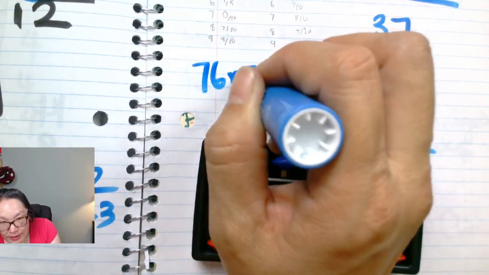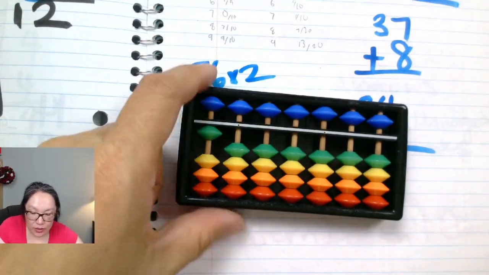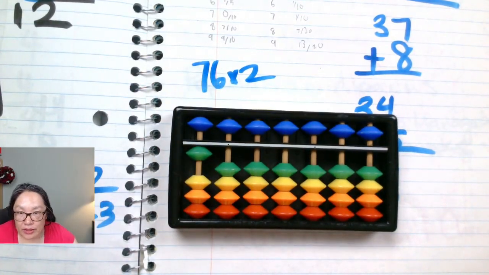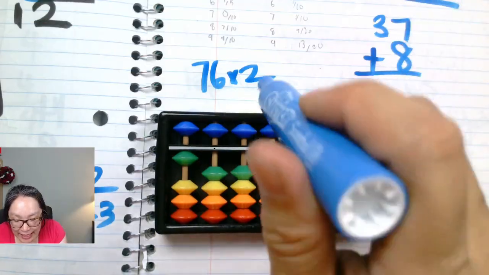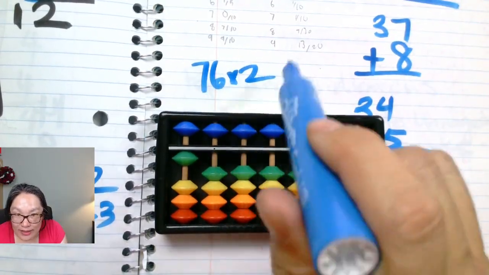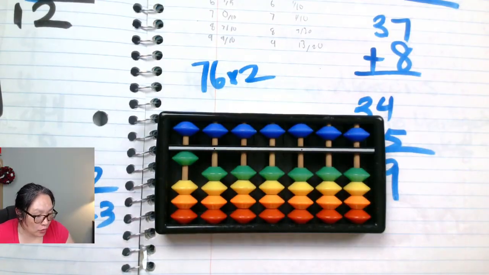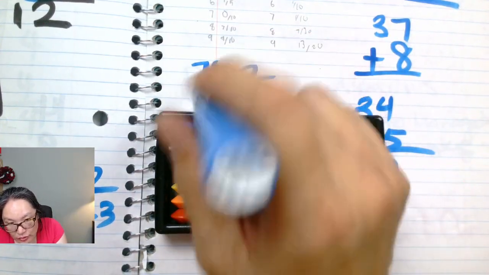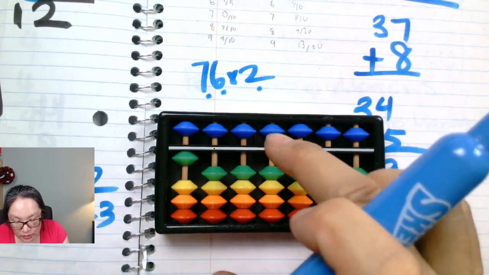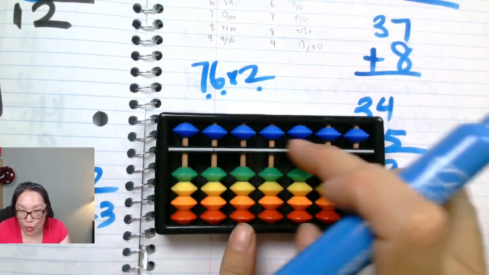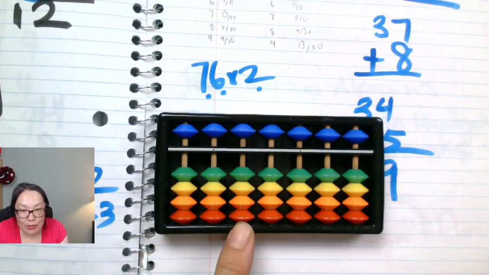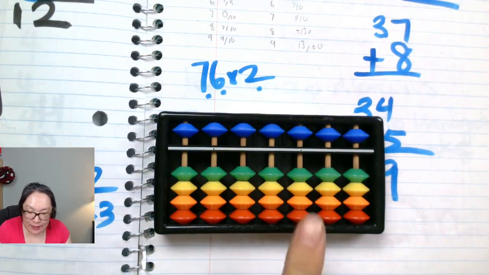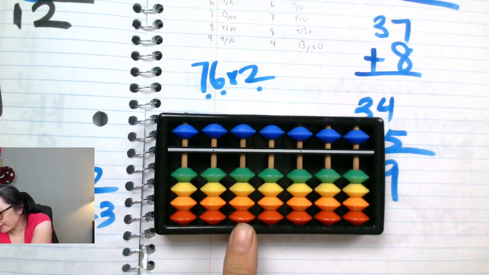76 times 2. Now what's going to happen is we're going to understand where we are going to put our digits. To put our digits, we need to count the digits. I'm going to add all my digits together so I know where I'm going to go. How many digits do I have? 1, 2, 3. My answer is going to be somewhere around here. It's either more or less, but it's right around here. It's a ballpark, a guesstimation.